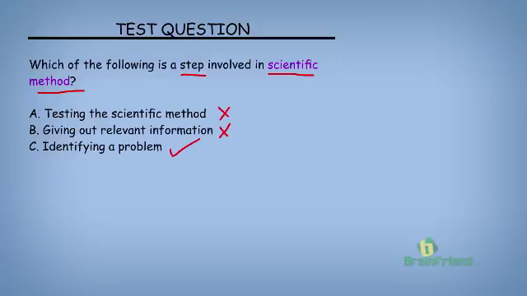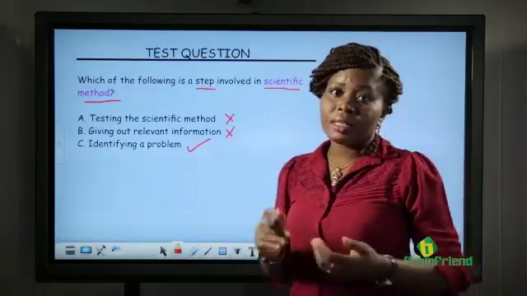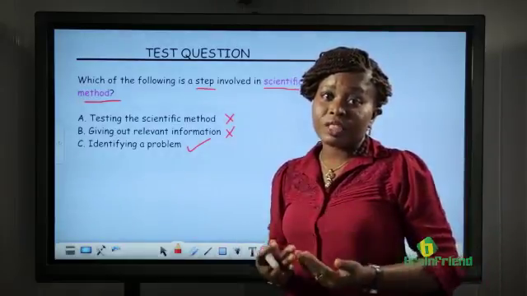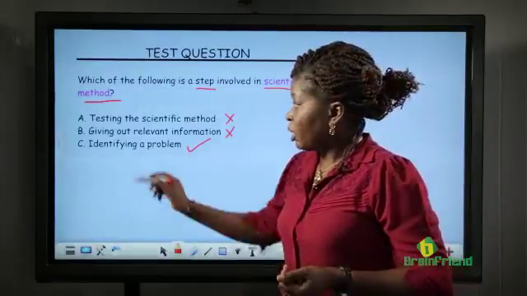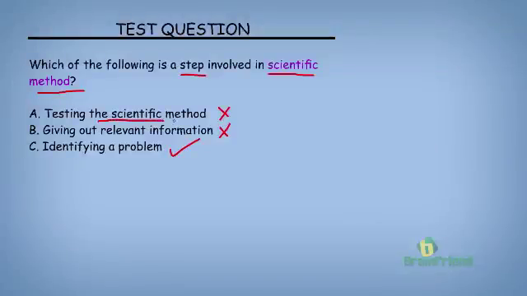Remember, we said that one of the steps in a scientific method is identification of a problem. A is wrong because it says testing the scientific method. This is not a step. B is also wrong because it says giving out relevant information. The step involved in a scientific method is not the giving out of relevant information, but the gathering of relevant information.